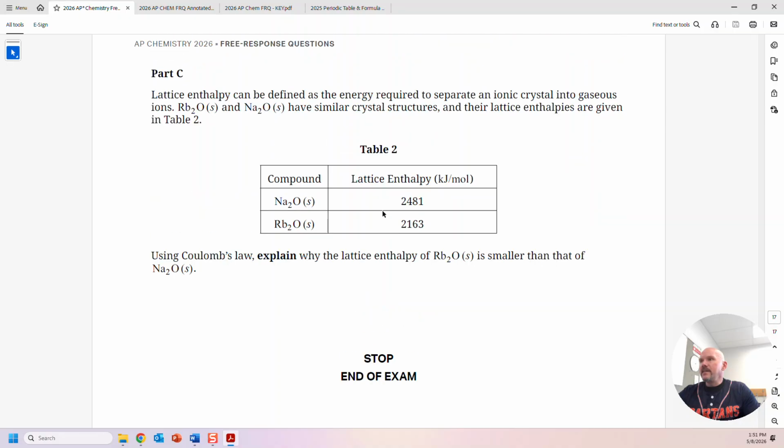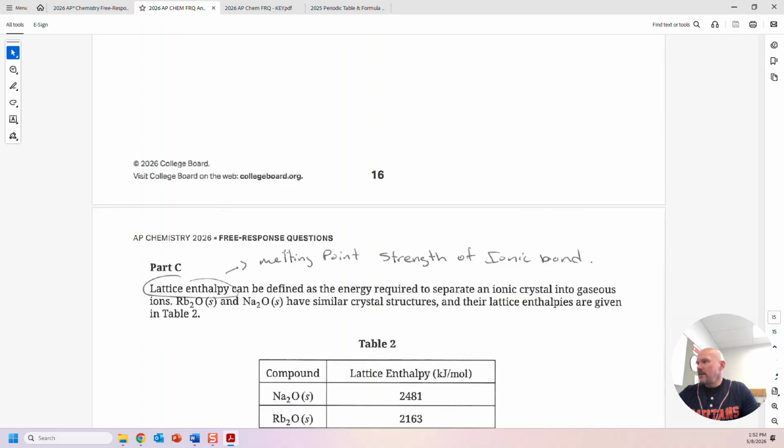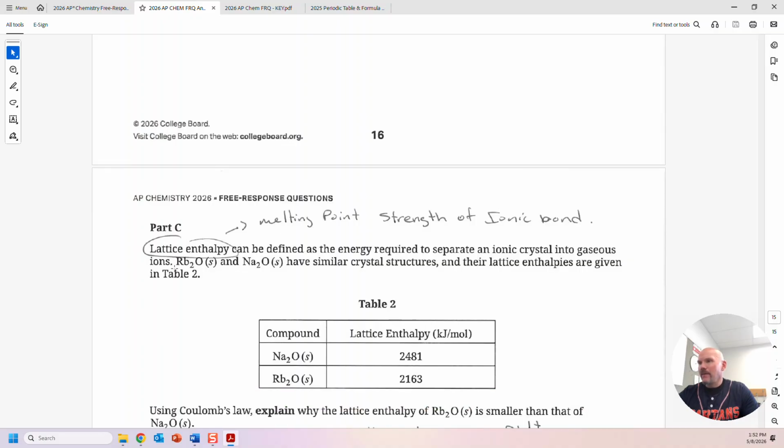And then part C. All right. So remember, they give us lattice enthalpy, lattice energy. You should kind of equate that to the melting point of an ionic solid, right? So the higher the lattice energy, the higher the melting point. What does that really mean? The stronger the ionic bond.